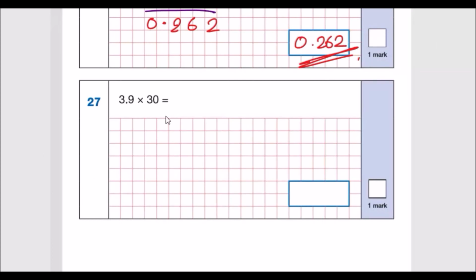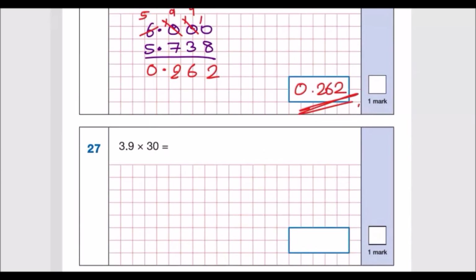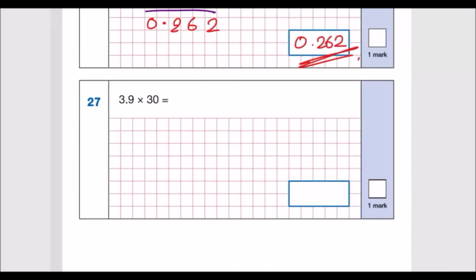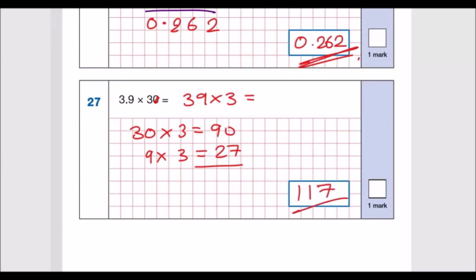Next one. So we've got 3.9 times 30. Trick is, if you times something by 30 and you got a decimal, you can cross out a 0 and make this a whole number. So this is now 39 times 3. So 39 times 3, well, you can split it. 30 times 3, easy. 3 times 3 is 9, so 90. And then do 9 times 3, which is times table, 27. And then add them up, and you should get 117.